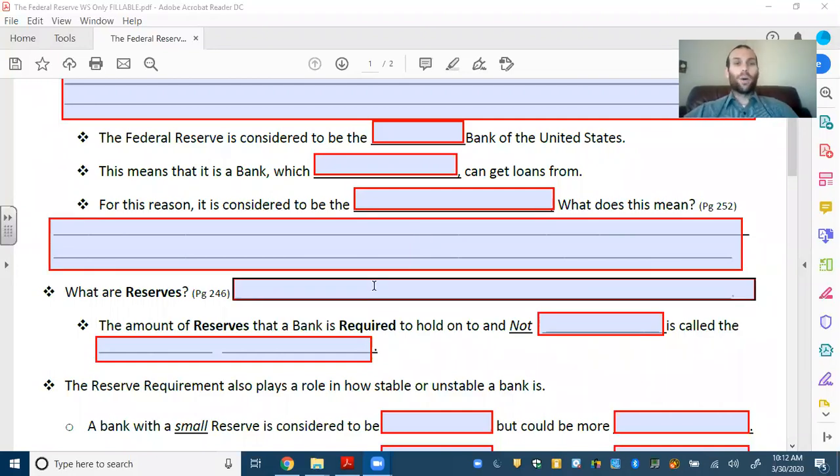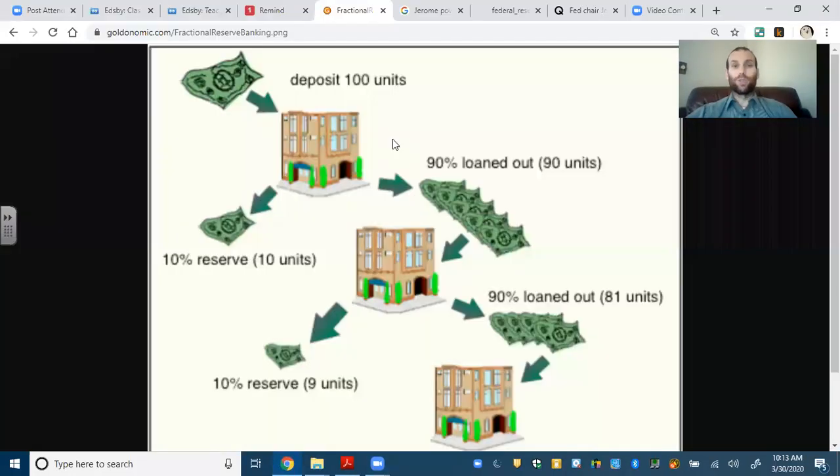So let's go ahead and move on to what are reserves. Reserves are the amount of money that a bank needs to hold on to and cannot lend out. We covered that when we covered fractional reserve banking. Remember, when you give a bank money, they don't hold on to all your money. They hold on to a little bit of it, and then they loan the rest out. So the amount they hold on to and do not lend out is called reserves.